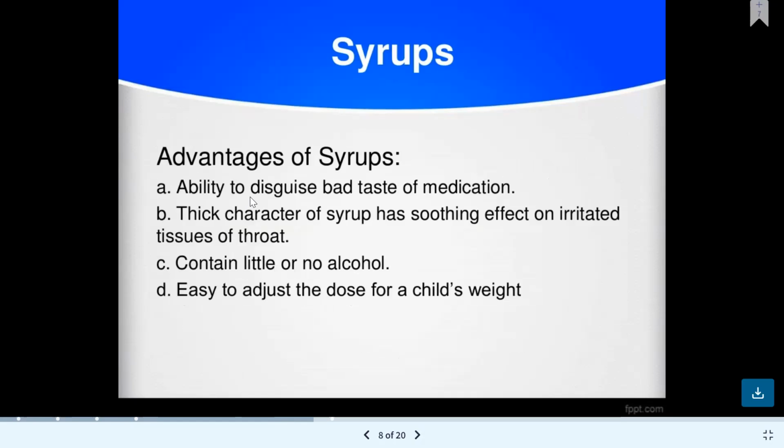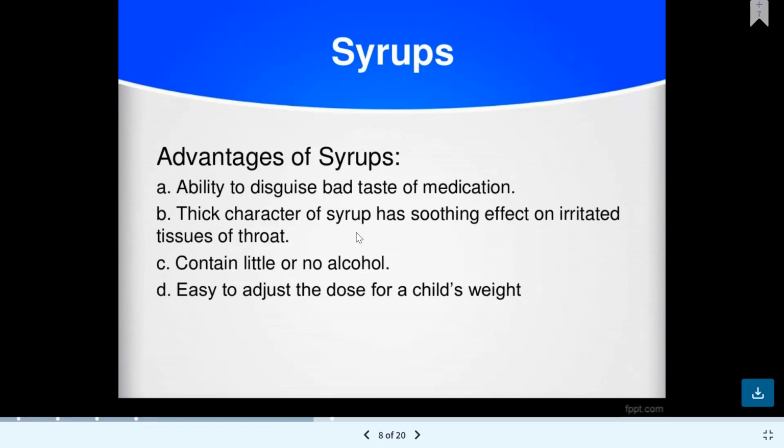An advantage of syrup is the ability to disguise the bad taste of medications. Actually, in some syrups, the taste is very bad, so any pharmaceutical industry can mask that bitter taste and change it to a sweet taste. So these are the advantages of syrup.